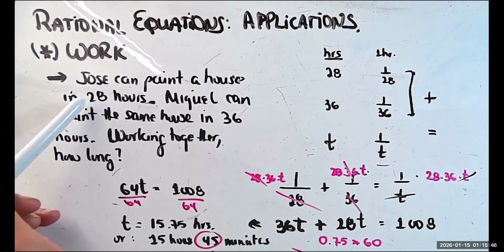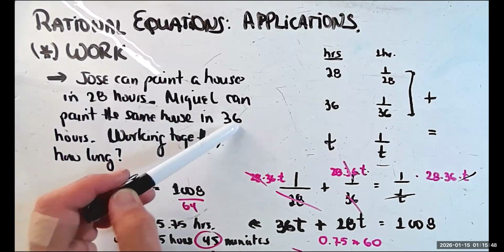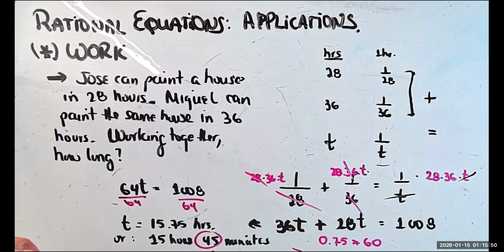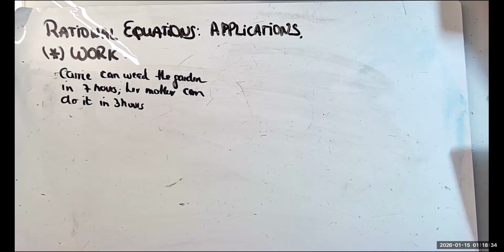Versus Jose working by himself, 28 hours, Miguel working by himself, 36 hours. They partner together, they knock down the job in almost 16 hours. Okay, let's try another example, very similar to the one we just finished.